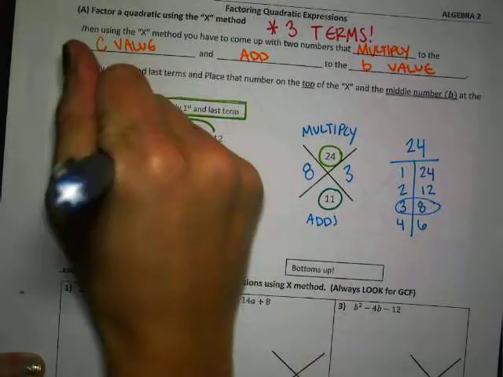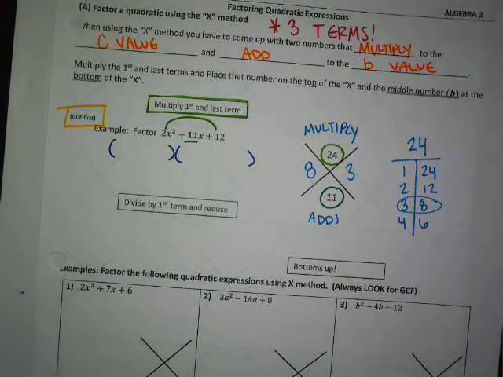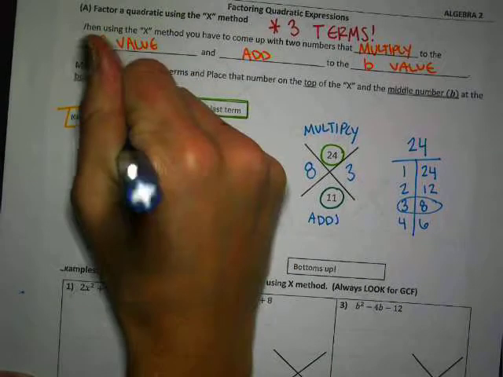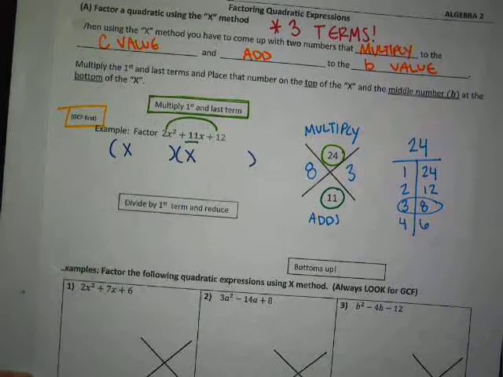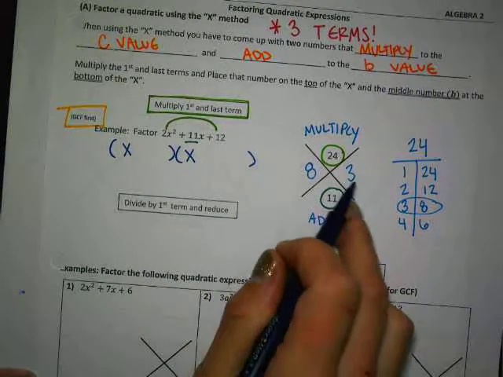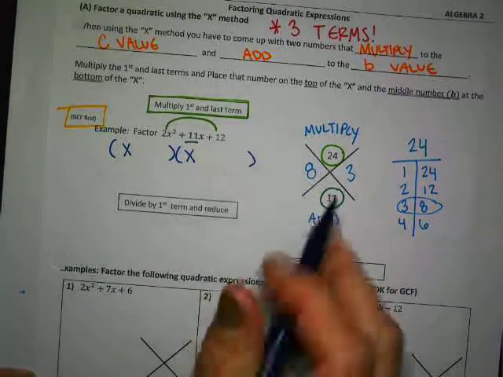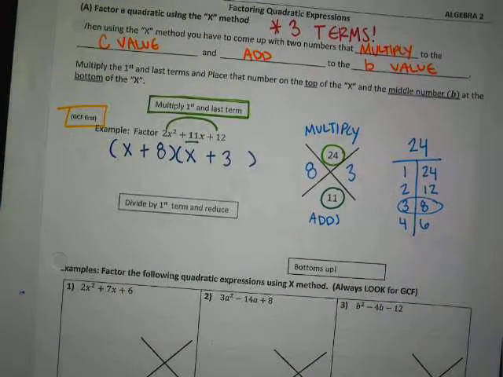All right, over here, you're going to open up 2 parentheses for my 2 factors. You are going to put x and x to start off because it's x squared, and x times x gives you x squared. And you're going to put the 2 factors you found inside your parentheses. They are positive, so plus 8 plus 3. Make sense so far?